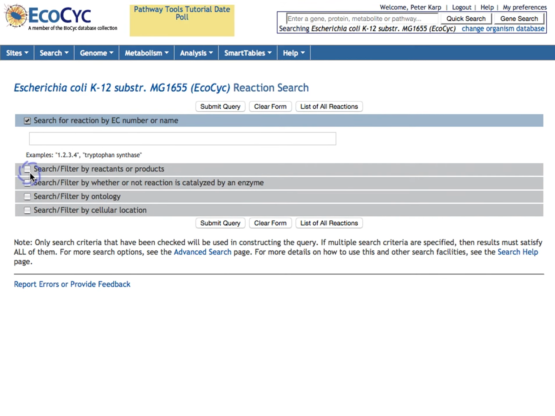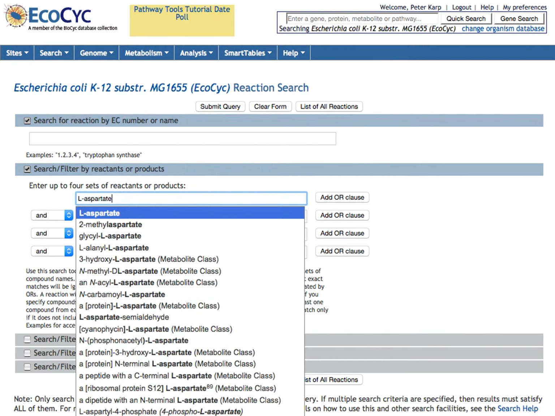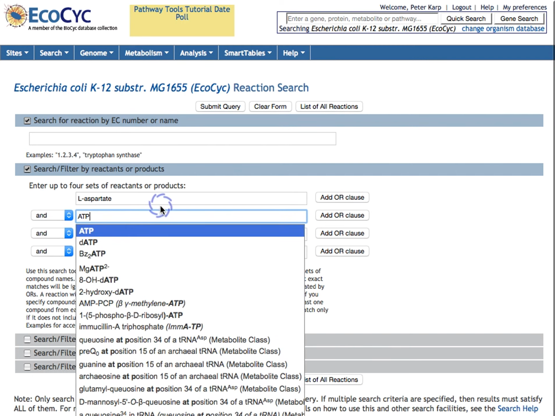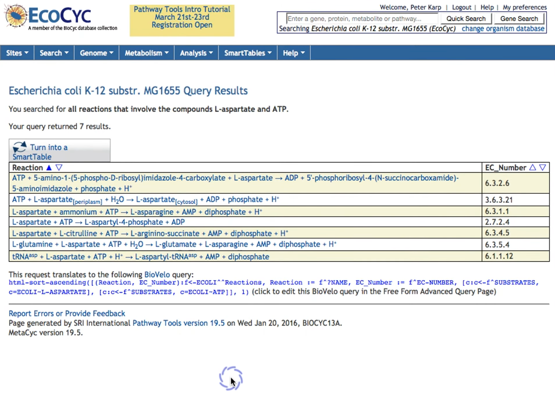For example, we can search for all reactions that have L-aspartate and ATP as a reactant or a product. Let's submit that query, and there's our resulting list of reactions.